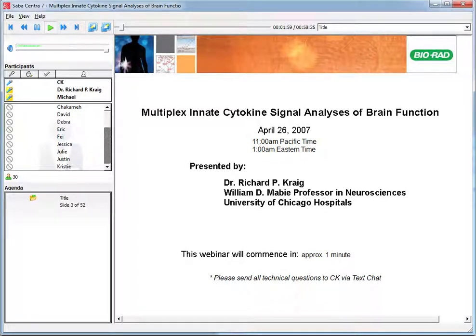He served as an intern at the University of Chicago, and he did his residency in neurology at the New York Hospital Cornell Medical Center, where he took his first faculty position before joining Chicago's faculty in 1988. Today he will discuss his work using the Bio-Plex suspension array system to measure key signaling protein changes to obtain data on critical node signaling sites involved in activity-dependent neuroprotection. Dr. Kraig. Okay, thank you.